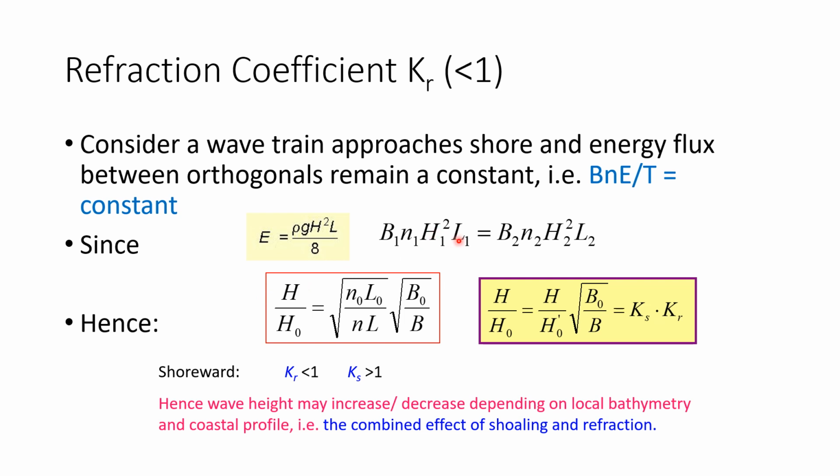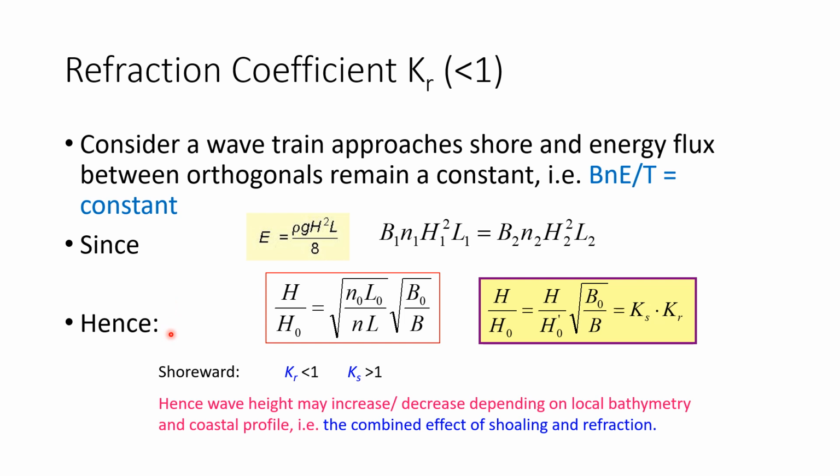Whereas B2, H2, and L2 will represent the values at any other location that we are interested in. We drop the subscript so that we write them as B, H, and L only. So after rearranging the entire equation, it will look like this. It is very similar to the shoaling equation that we saw previously.